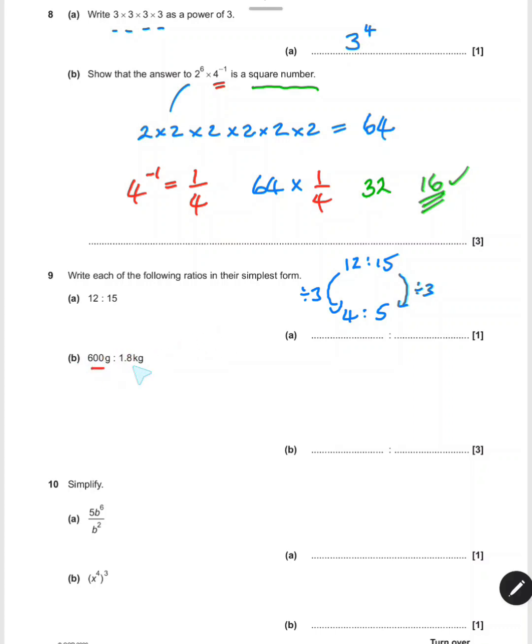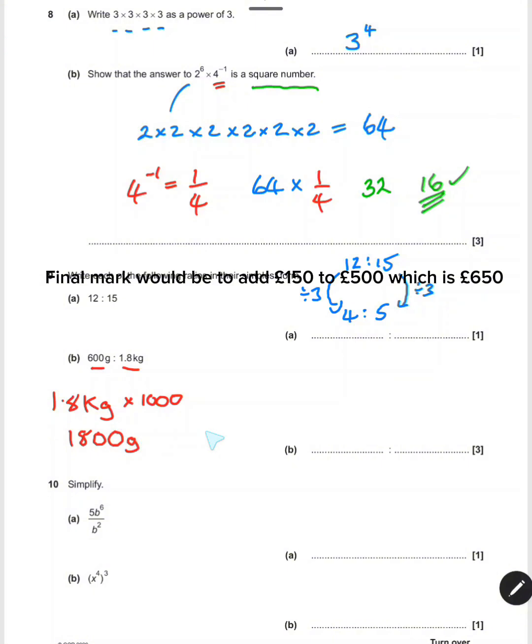Part B, problem with this, we've got mixed units. So when you've got grams and kilograms, you need to sort this out first. So 1.8 kilograms, well, there's 1,000 grams in every kilogram. So I need to times by 1,000. So 1.8 times by 10 is 18, times by 100, and then times by 1,000. So 1.8 kilograms is 1,800 grams.